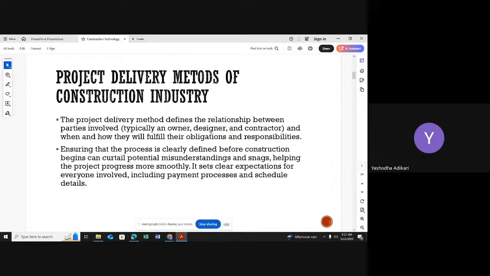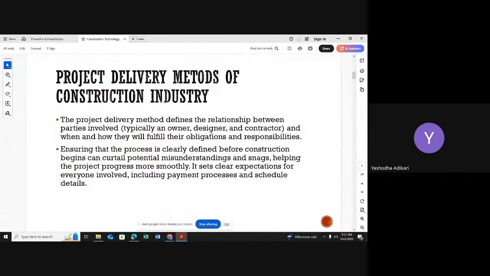Sometimes I'm working with undergraduates also. When you're doing the degree, you have to find a research topic. You have to develop a research, right? Most of the time, I'm not saying all the students, some students are selecting topics related to the project delivery methods, right? Because this is a very important area in the construction industry. So we'll start this topic, the project delivery methods.